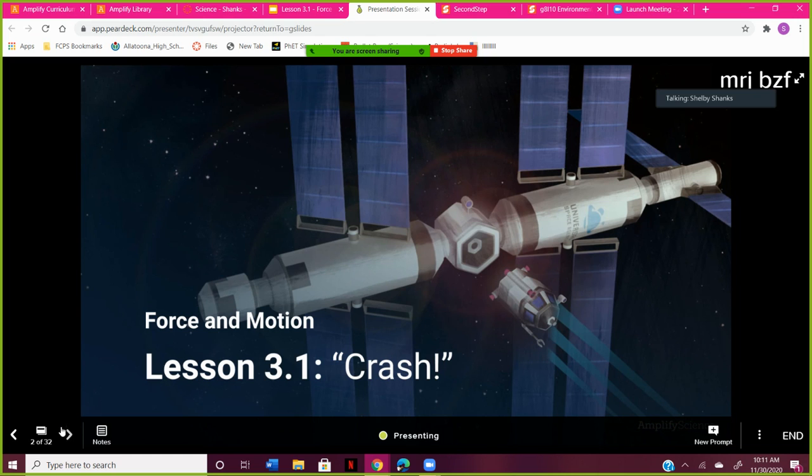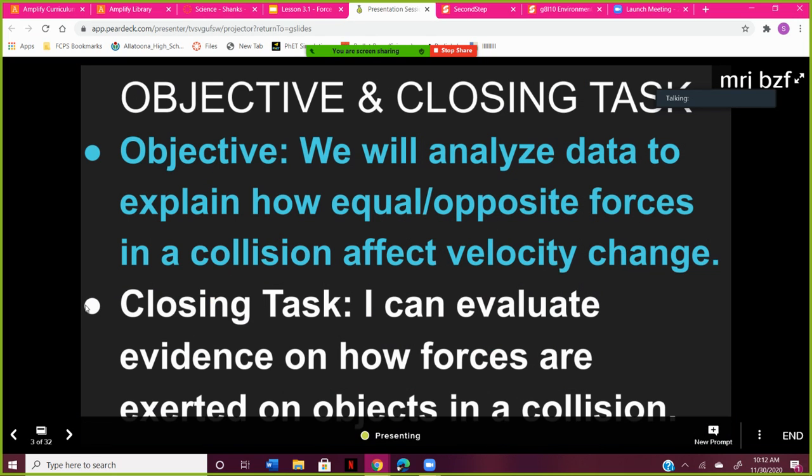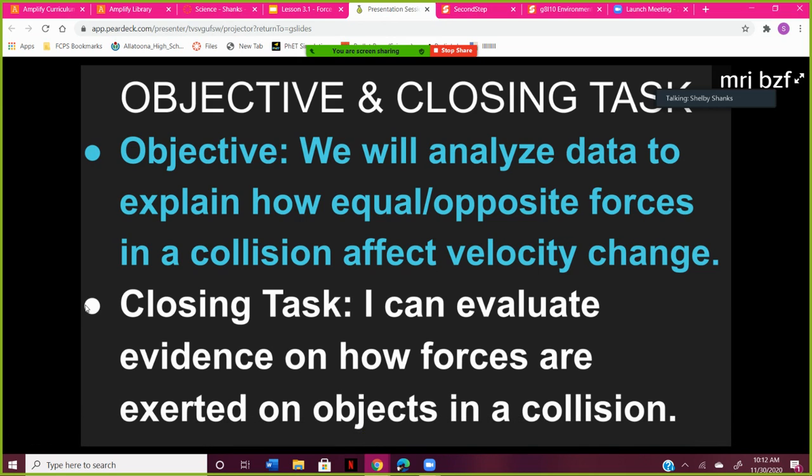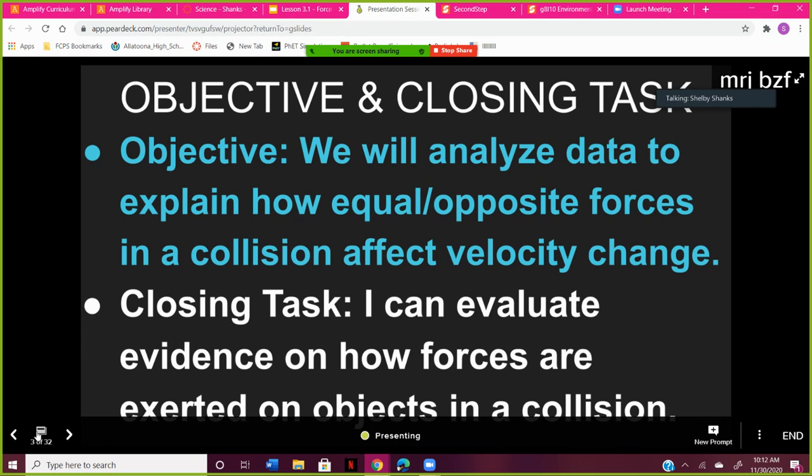We're on lesson 3.1. Today we're going to analyze data to explain how equal and opposite forces in a collision affect velocity change. By the end, you're going to evaluate evidence on how forces are exerted on objects in a collision.